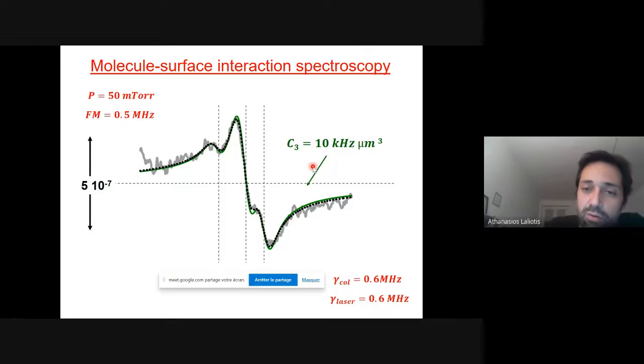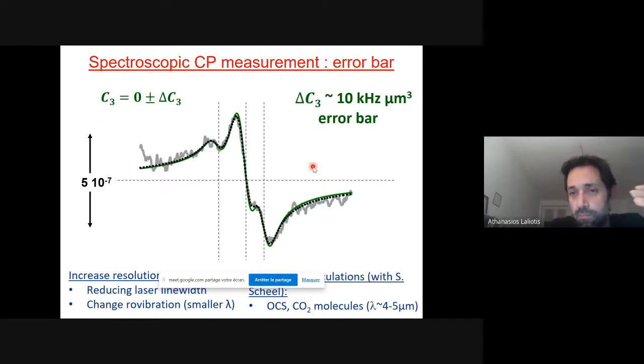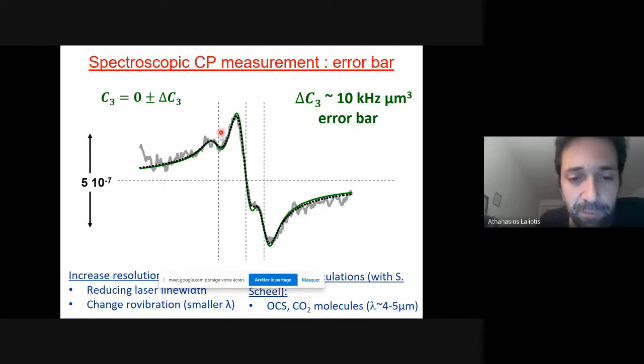But this is about the point where we set our limits, and we say that with this technique, we can actually say that the molecule-surface interactions are smaller than 10 kilohertz micron cubed. But of course, we need to increase our resolution a little bit in order to achieve a more precise measurement.